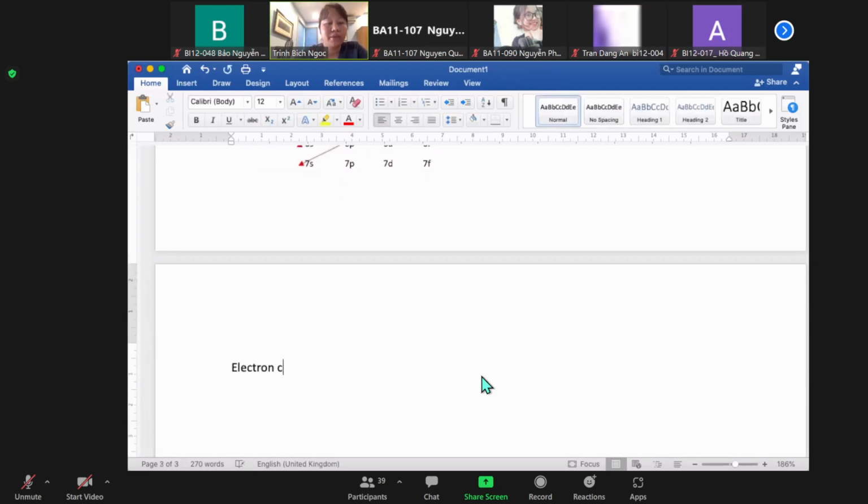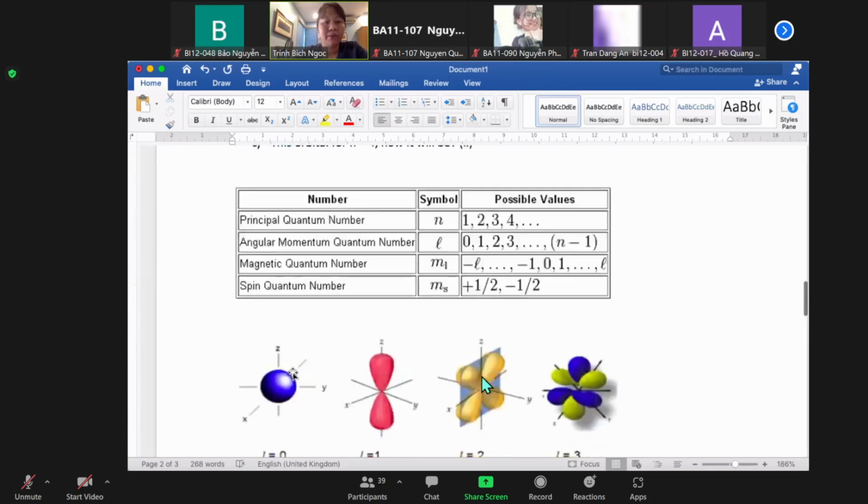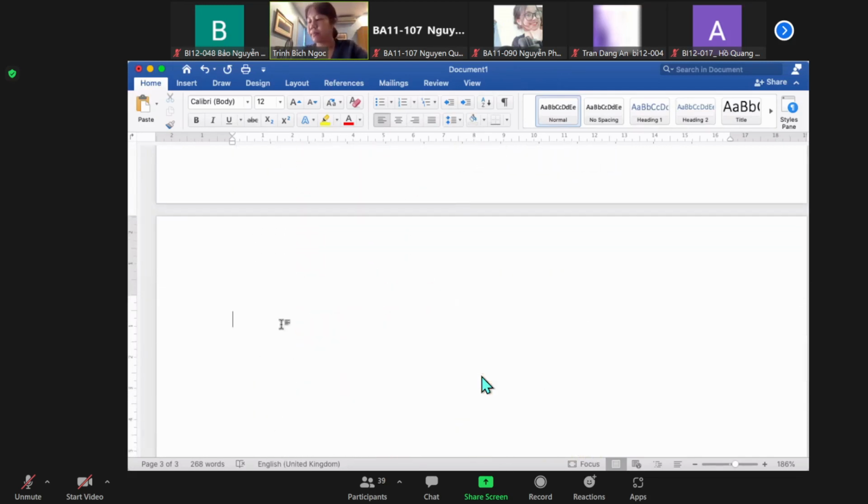This is for the electron configuration. So we will do the exercise on the quantum number. We continue with the quantum number. We will do exercises 8, 11, and 17 first. Okay. Questions 8, 11, and 17 for quantum number.